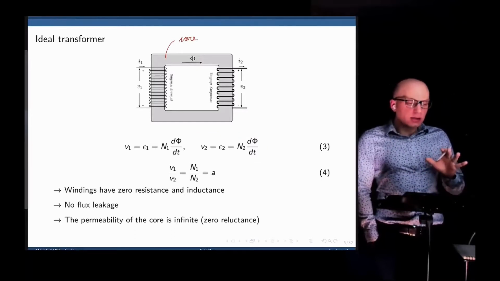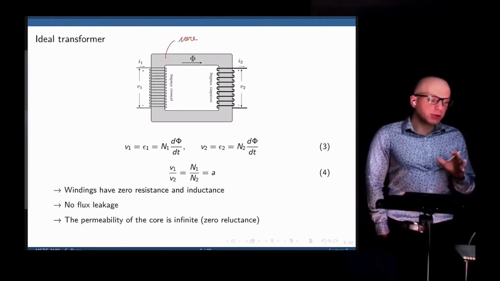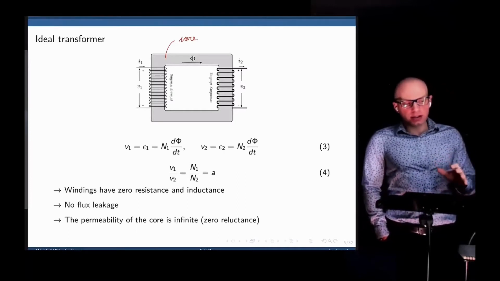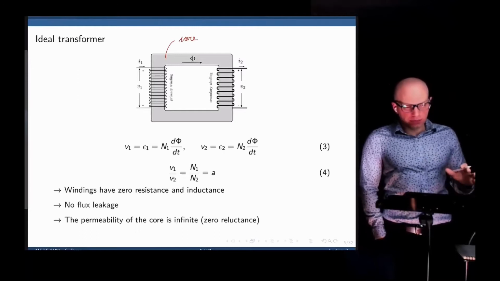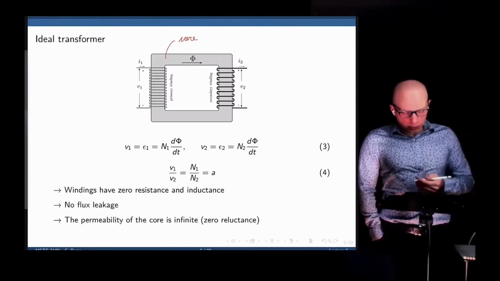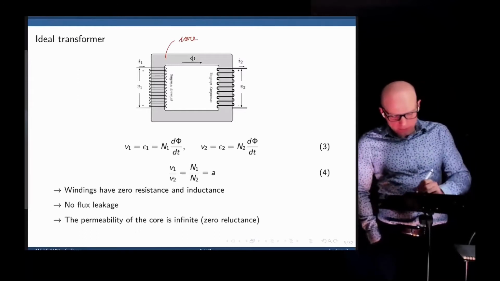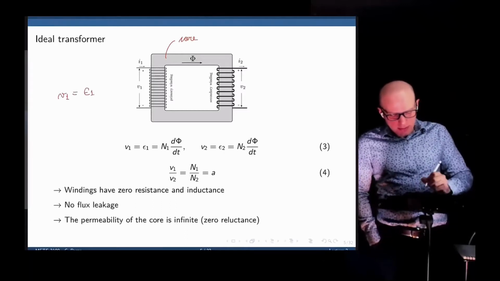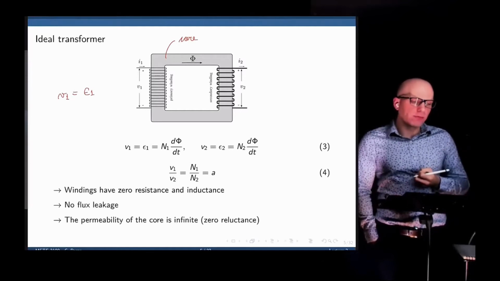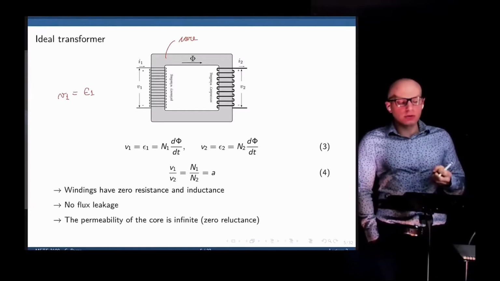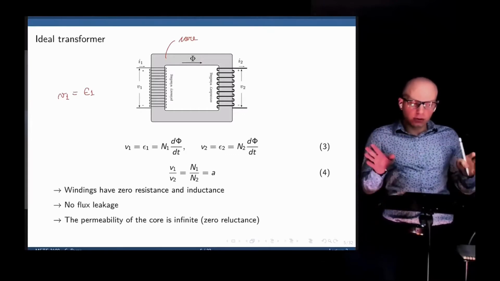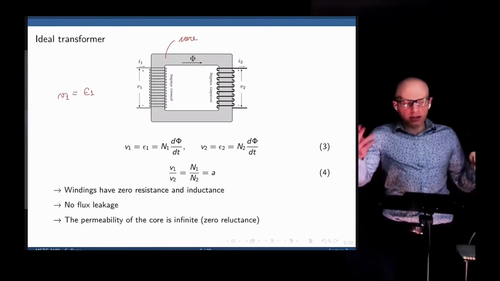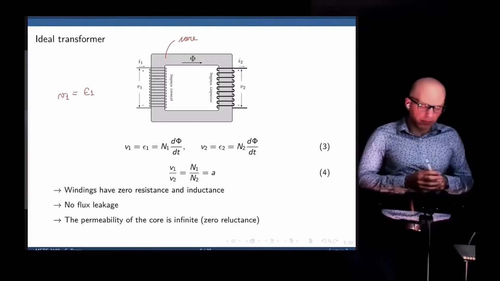This is an ideal transformer. So what are the assumptions here? The first assumption is that there is no resistance. These wires have no resistance, which allows us to write that the induced EMF at the output here is equal to the induced EMF at the coil itself. This does not hold if we consider that the wire has a resistance. But if there is no resistance, then the EMF and the applied voltage are exactly the same.